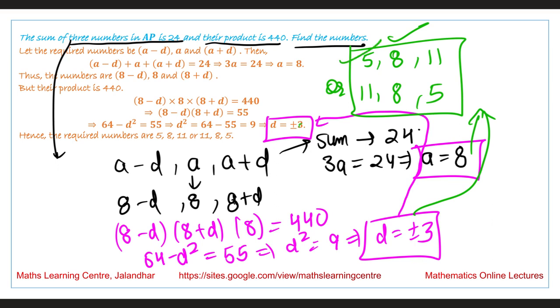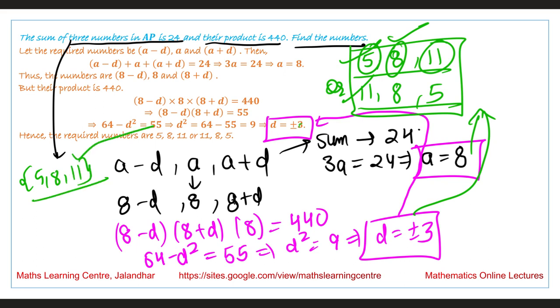These are the two APs we are talking about. These are two different APs because these are sequences, so the position of these numbers is fixed. It is not the set of 5, 8, 11; it is the sequence we are talking about. So both these sequences are different, and there are two answers in this case.